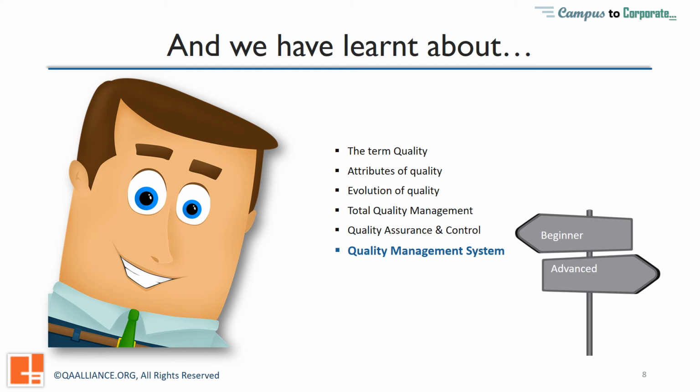In this series, we learnt about the fundamentals of quality. What are the various attributes, how quality management evolved. We also learnt about the concept of total quality management, quality assurance, quality control, what is the difference between the two? And in this last lesson we saw various aspects of a quality management system. There is a lot more to quality management, which will be covered in the advanced courses.